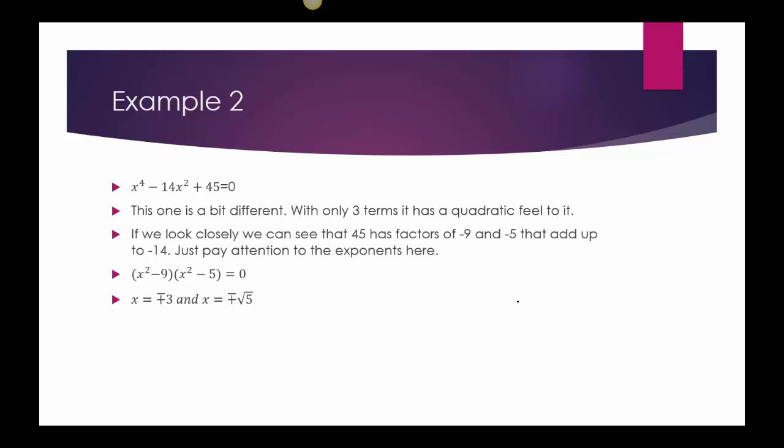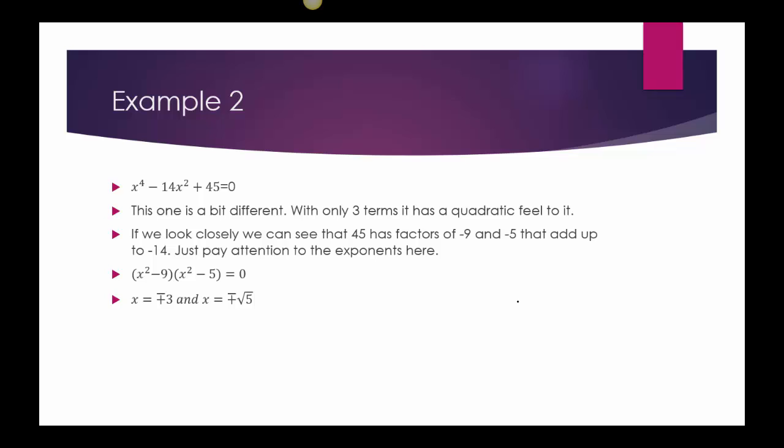It feels very much like a quadratic. Even though it's not, quadratic is power 2, this one's power 4, but it still has that same feel because it has 3 terms. And it goes x to the 4th to x squared, so those have that relationship. So what I want to see here is 45. If I factored it into negative 9 times negative 5, that would give me negative 14. So I'm going about it the same way I do a quadratic. Look for factors of the last term that give me the middle term coefficient.